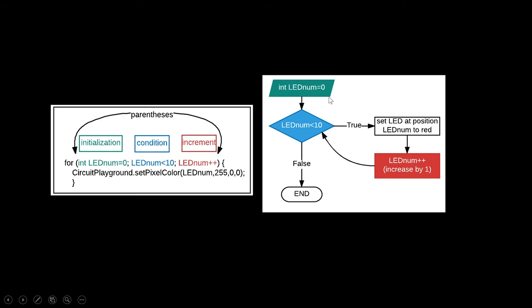Got a nice little flowchart over here if you want to look. It's just asking if this is true or false. Then we set that LED to red, increase LED num by 1, go back up to the beginning until LED num is not less than 10, and then we end our code.